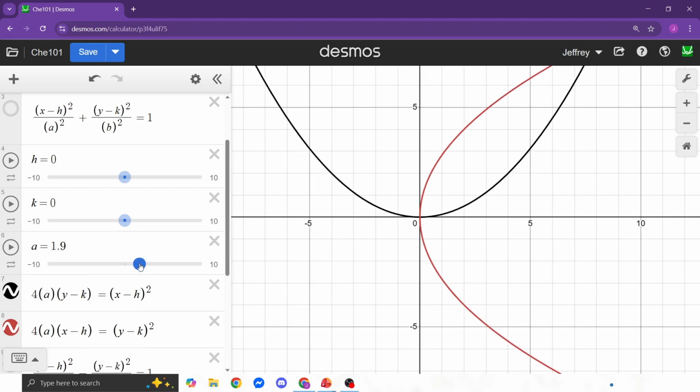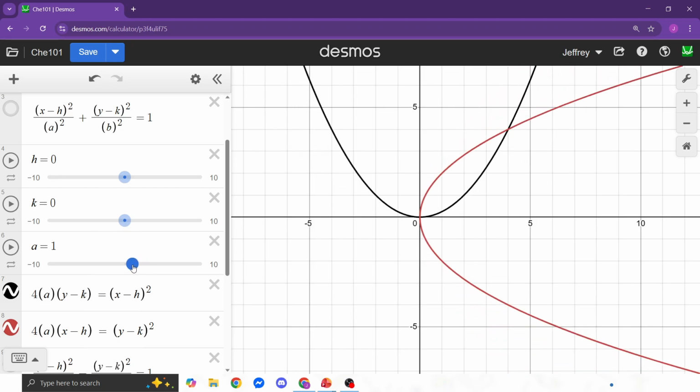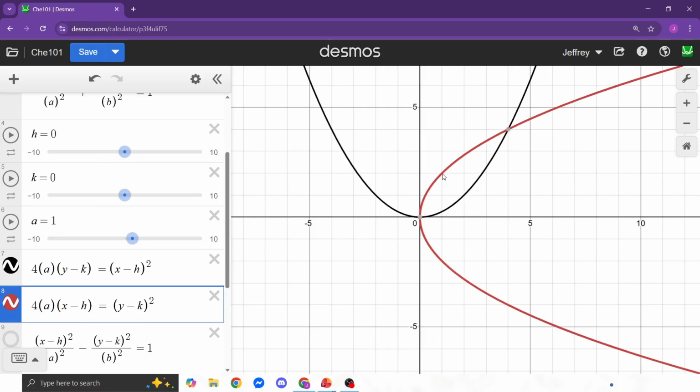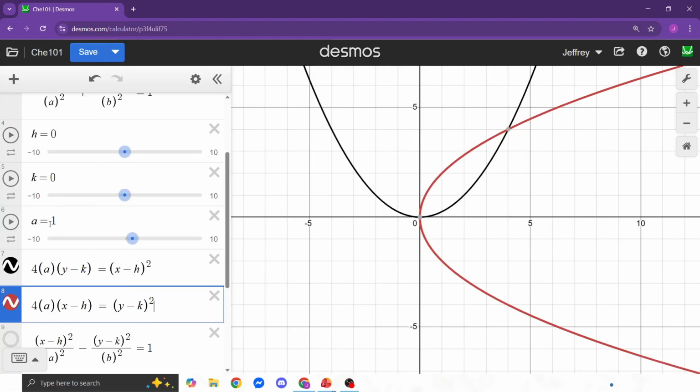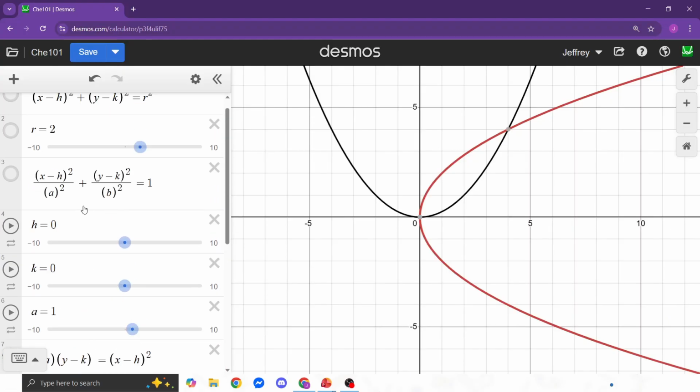So now for the a. The a determines how wide it gets again here, because it determines the latus rectum length as well. Now, what's the latus rectum? It's how much it needs to go from the focus to touch the other side. So our focus is at (h, k plus or minus a). If our h and k is 0 and our a is 1, then that is when our focus shifts.